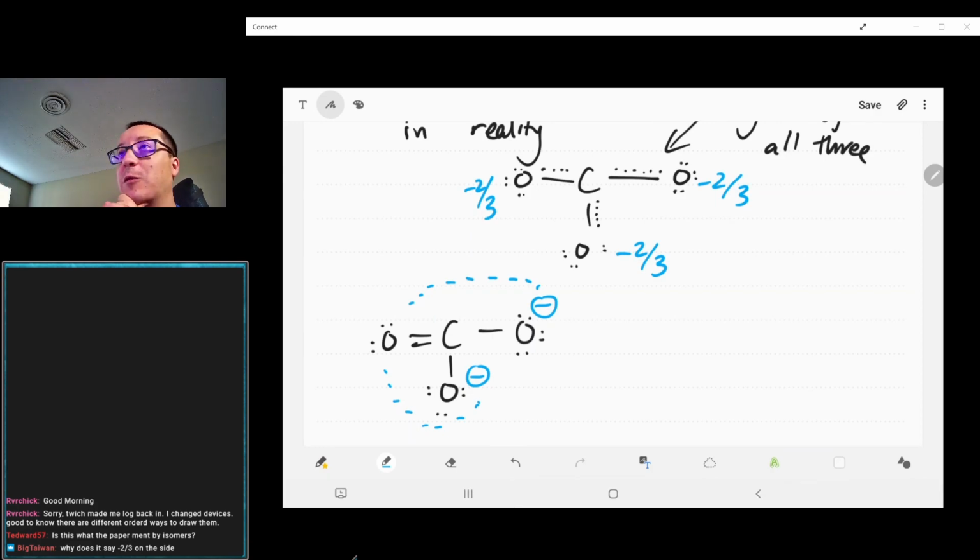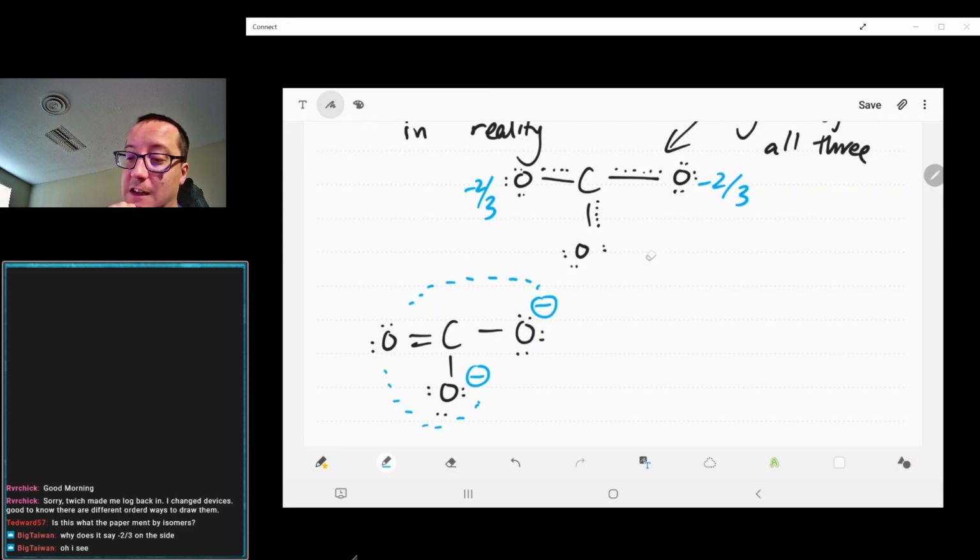This is not something we have to worry about here. But that's what would happen. We would distribute the charge along as well as distributing that double bond. So in the meantime, I'm going to just delete this so that nobody gets confused.